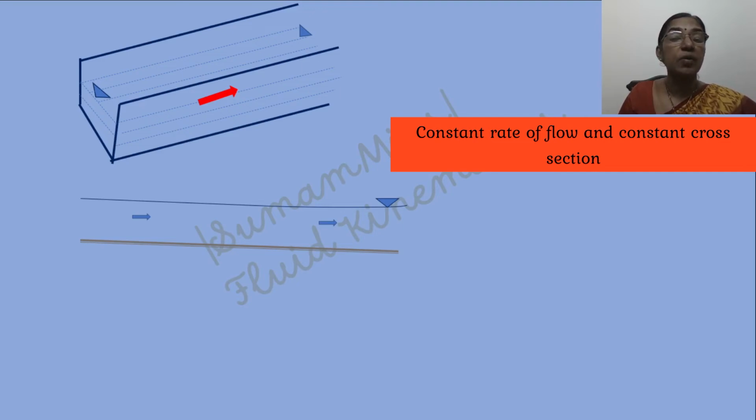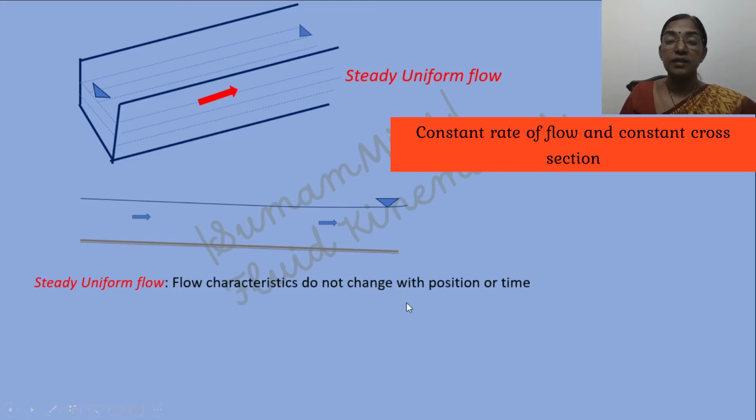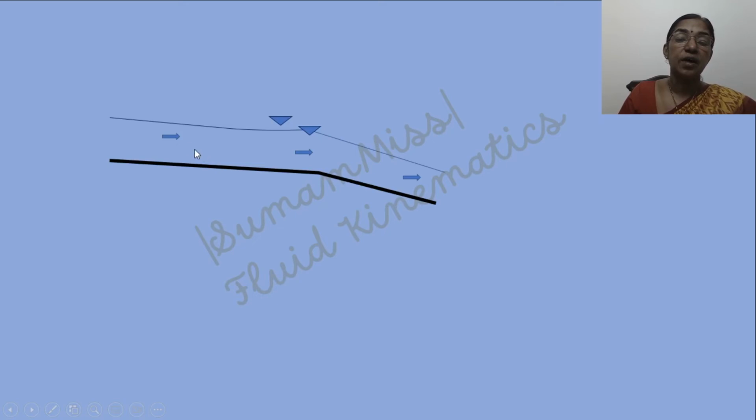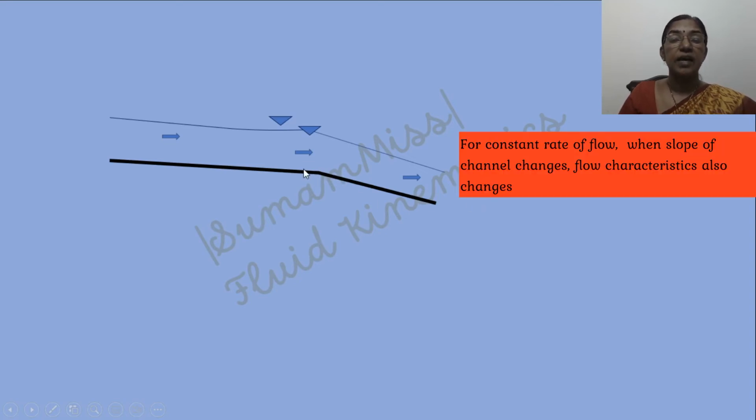∂n/∂t is equal to 0, whereas ∂n/∂x is equal to 0. However, in this case, though the flow rate is same, the cross section is changing slightly from this point onwards. So that means here, though flow rate is same, due to the change in cross-sectional area, the flow characteristics are changing from section to section. So it is an example of steady non-uniform flow.